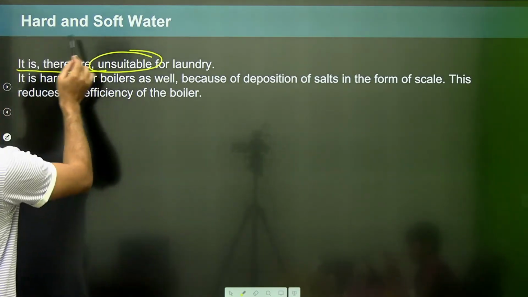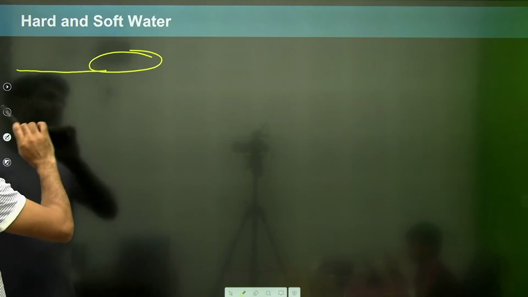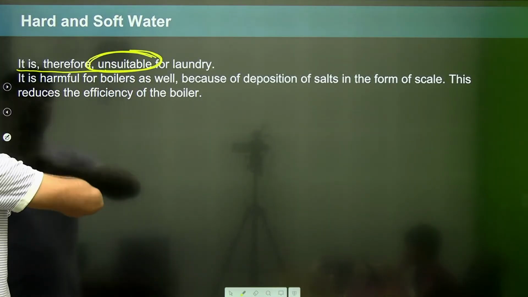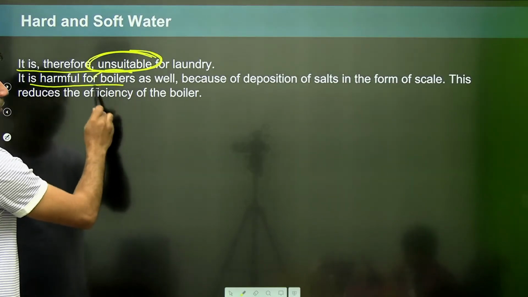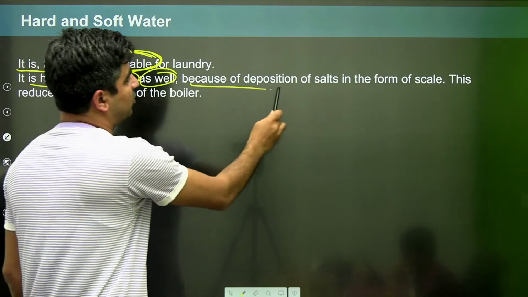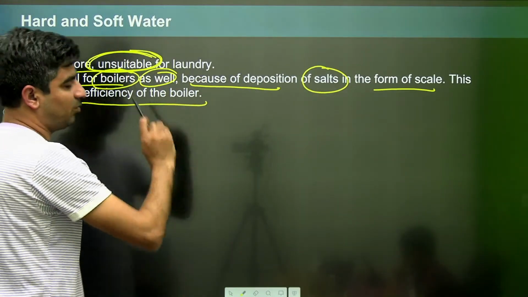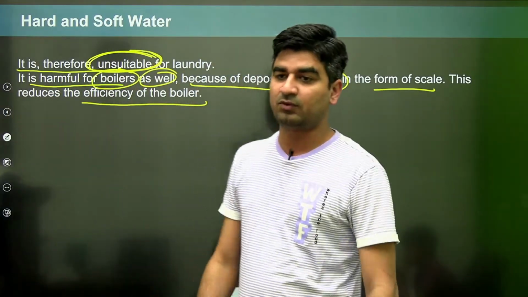And hard water, just a minute. So soft water, now I have told you hard and soft water. So hard water is unsuitable for laundry. It is harmful for boilers as well because of deposition of salt in form of scale. This reduces the efficiency of boilers. So it is harmful for the boilers.